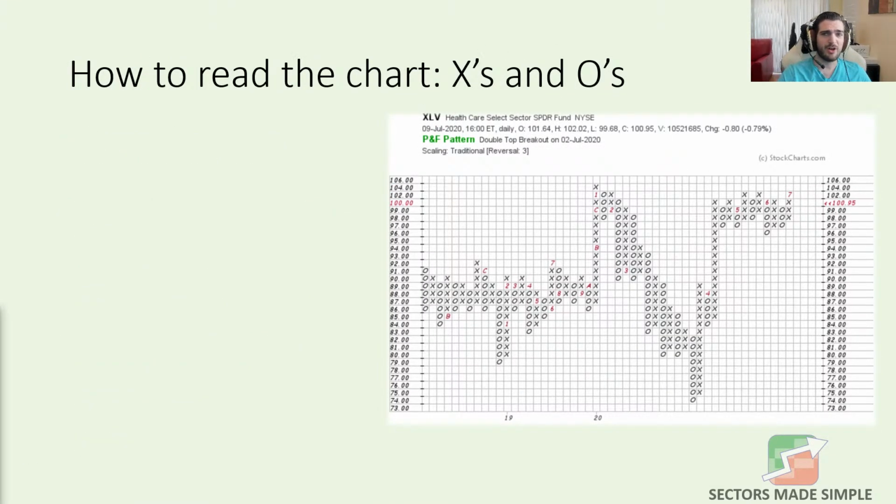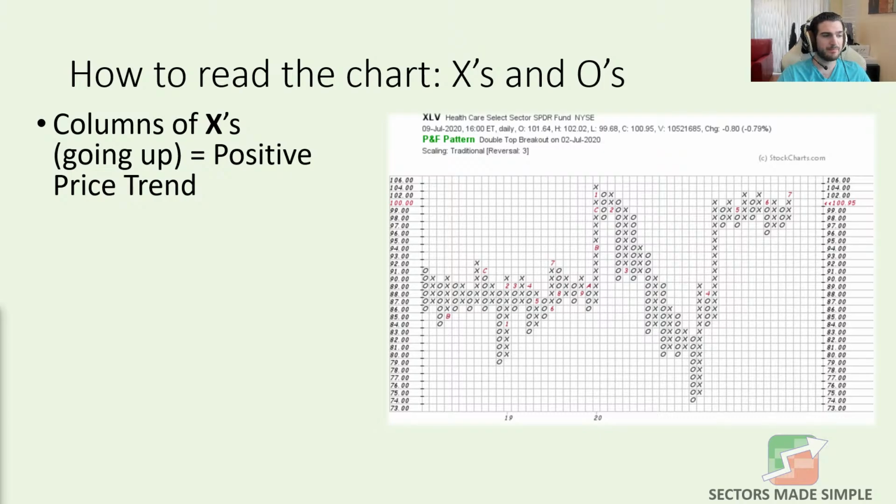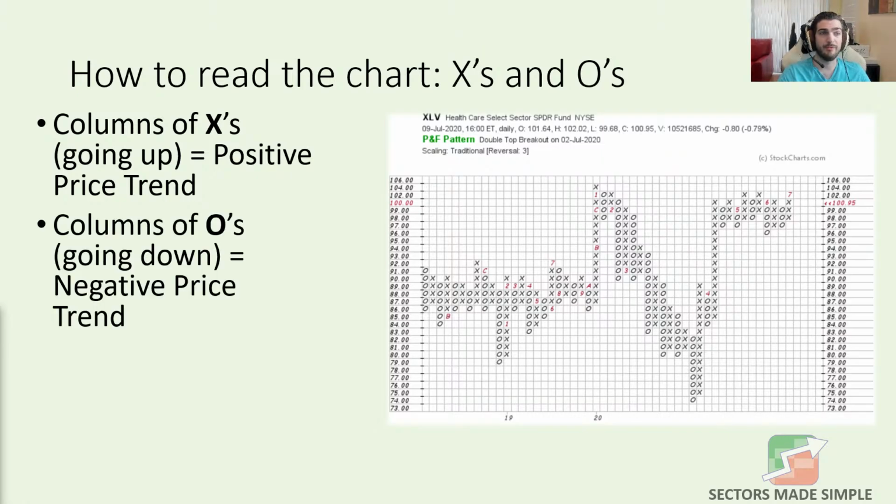So let's quickly talk about how we read this demonic game of tic-tac-toe. X's are uptrends. It is a positive trend in our cycle. So when we see a column of X's, it always starts at the bottom of the column and goes upward. Just like a column of O's is a downward trend, where we start up at the top of the column and work our way down as the price goes down.